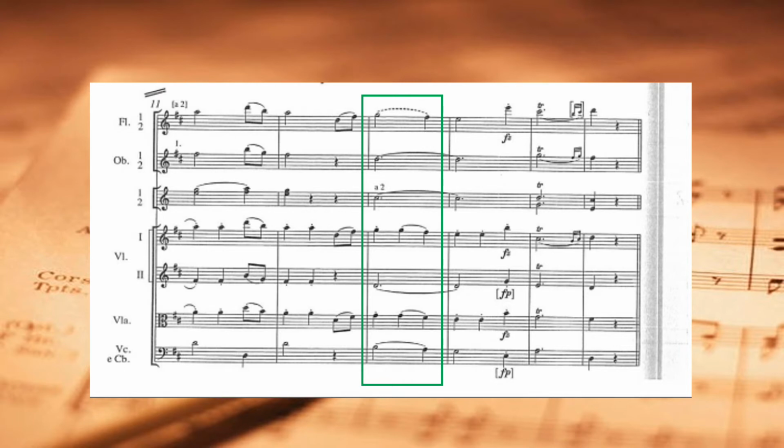So looking at this bar, we haven't got any added accidentals in this bar. We haven't got added accidentals actually on any part of this score, so bars 11, 12, 13, 14, 15, 16.